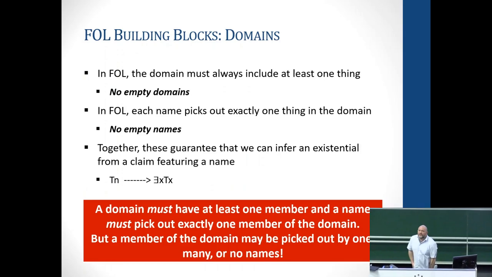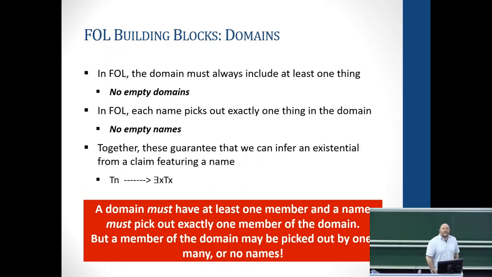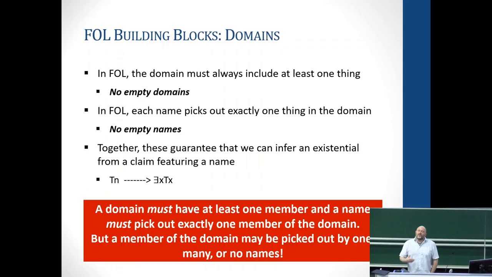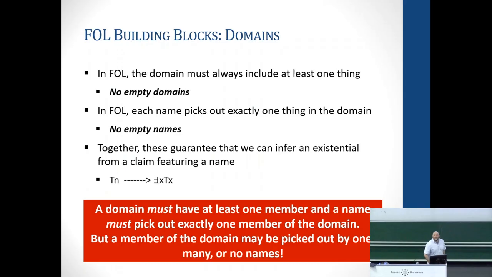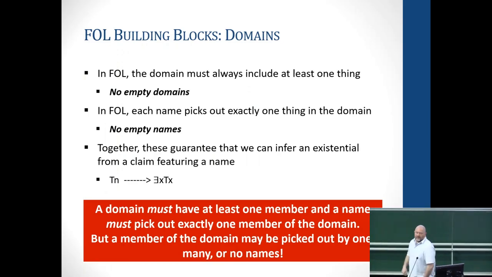Importantly, we have some restrictions on the nature of domains in our language. First, the domain always has to include at least one thing. In our language, in this version of FOL, we cannot have an empty domain. And the motivation for this goes along with the idea that we cannot have empty names. Together, these ensure that whenever we have a sentence featuring a name, we can make a jump to an existential.